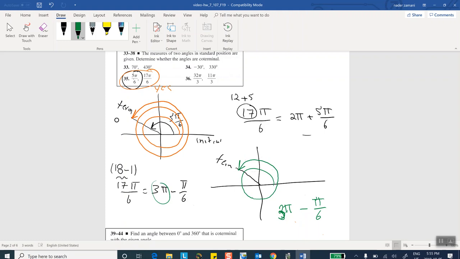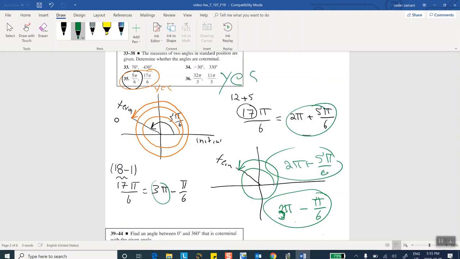So right here, another way of writing that is 2 pi plus 5 pi over 6. Notice that, same conclusion that we got. The answer here is also yes.